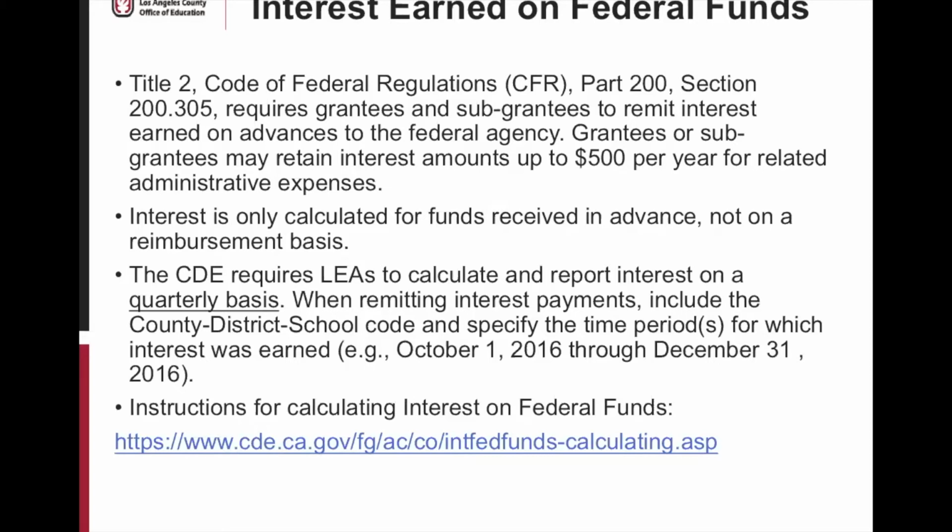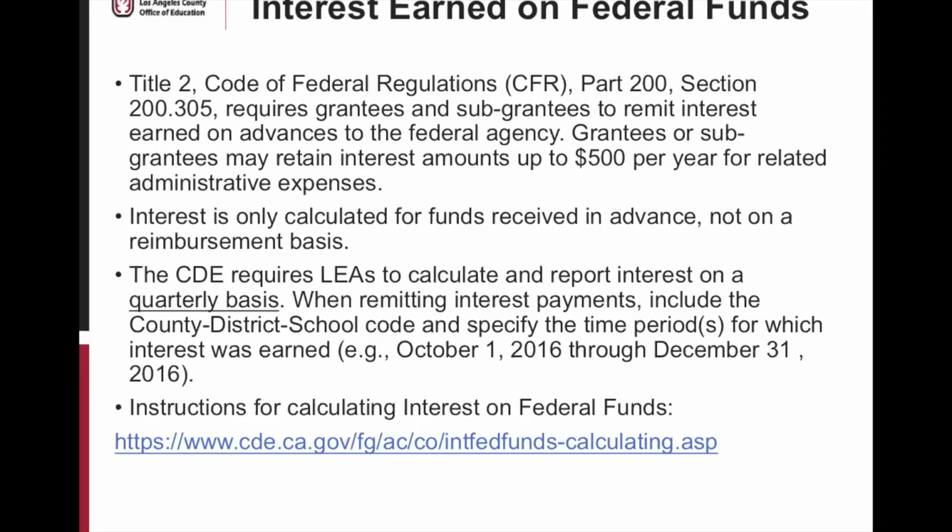And in the instructions, you have to remit the payments, include your codes, and submit that on a quarterly basis. So interest earned is, I guess, the connection between your reporting and your interest earned.